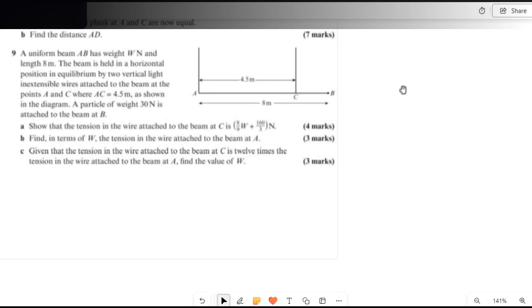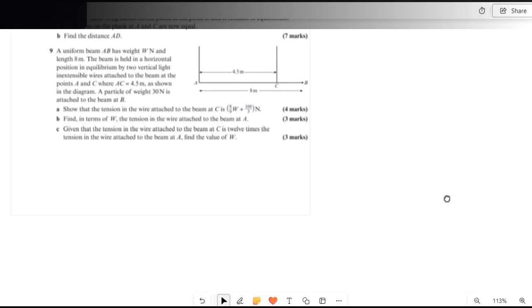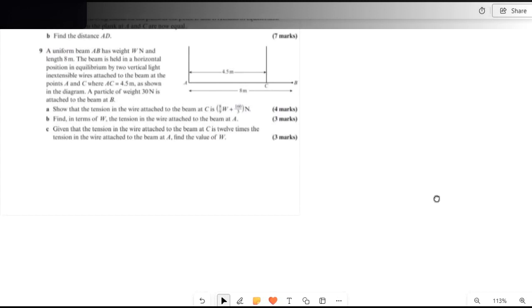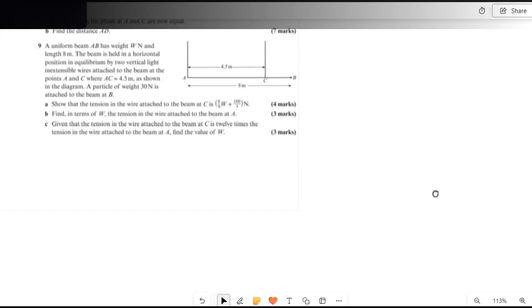For question 9, a uniform beam AB has weight W newtons and length 8 meters. The beam is held horizontal in a position where it is in equilibrium by two vertical light inextensible wires attached to the beam at the points A and C, where AC is equal to 4.5 meters, as shown in the diagram. A particle of weight 30 newtons is attached to the beam at B.